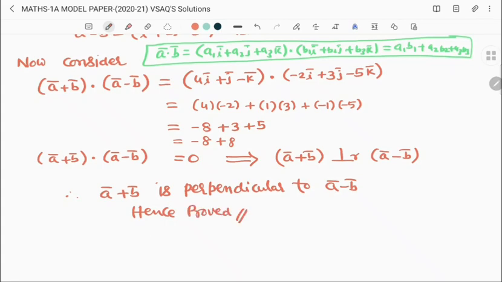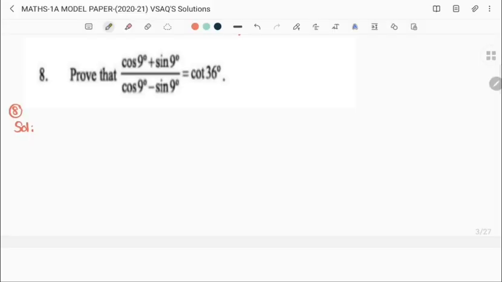We'll move to the next question. Question number 8. Prove that cos 9 degrees plus sin 9 degrees divided by cos 9 degrees minus sin 9 degrees. So first consider the given LHS: cos 9 degrees plus sin 9 degrees divided by cos 9 degrees minus sin 9 degrees.